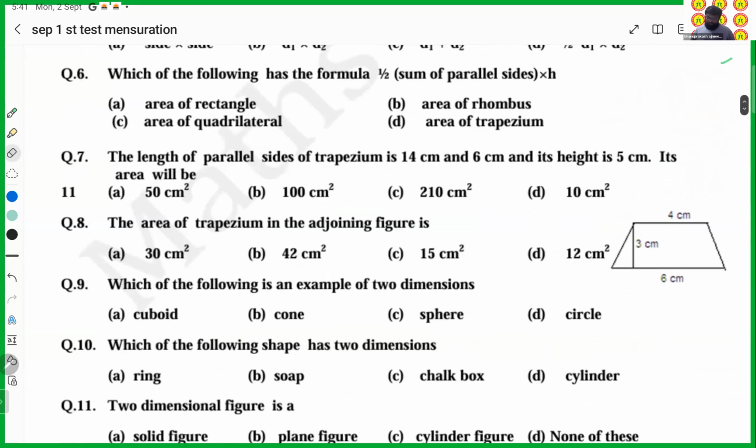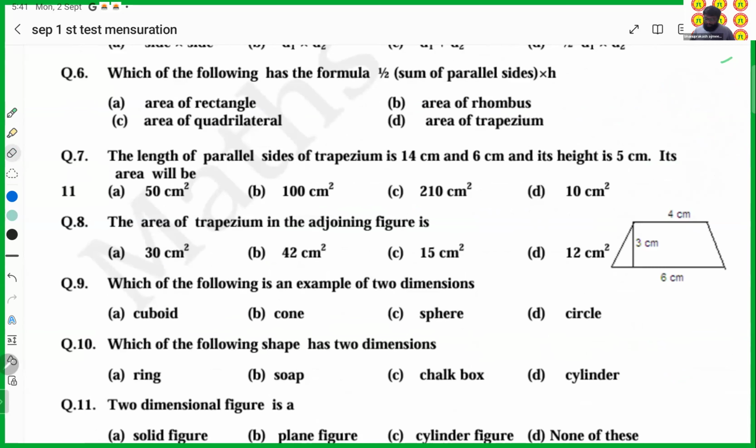Next, the area of the trapezium in the same kind of question. 4 plus 6 is 10, and 10 into 3 is 30, so the answer is 15. So half into 3 into (6 plus 4), which is 10. So 2 fives are 10, hence 15 is the answer for this.